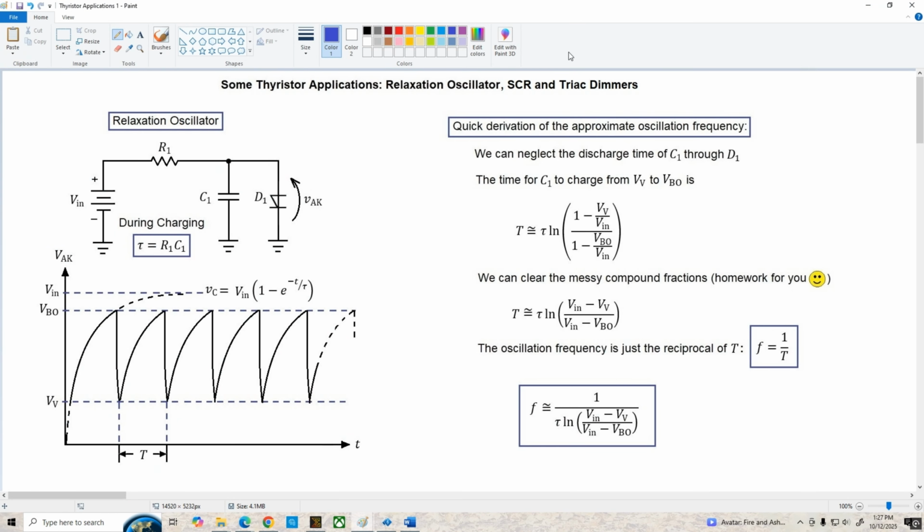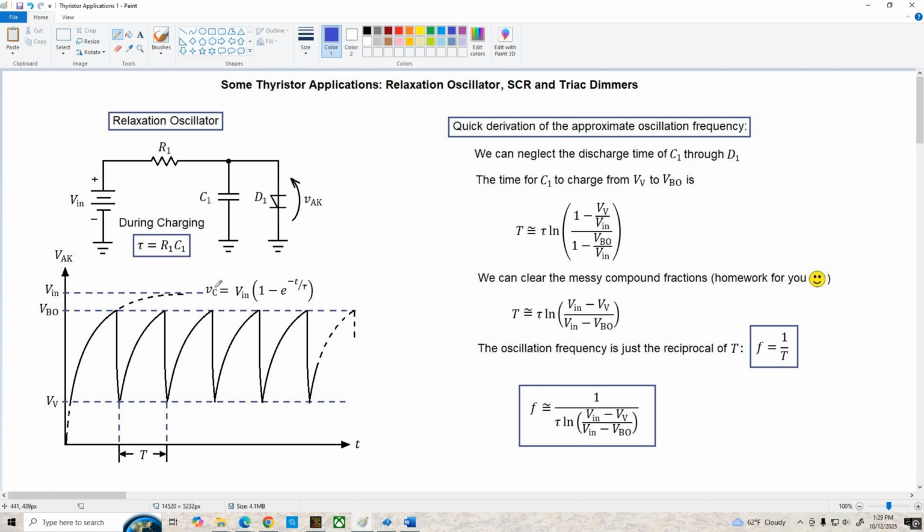We're going to continue our discussion of thyristors by looking at some common applications, and we're going to start with a circuit called a relaxation oscillator. To understand how this oscillator works, we'll assume that we've just connected the battery up to the circuit. The capacitor has no charge, so there's no voltage drop across the four-layer diode, so it's behaving like an open circuit.